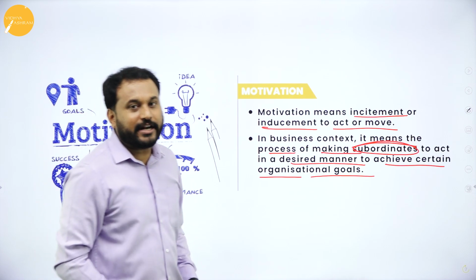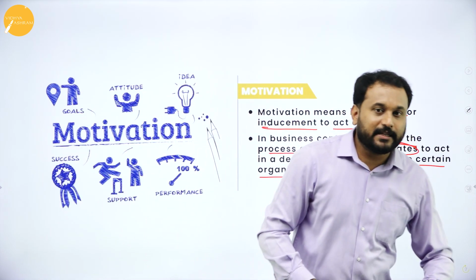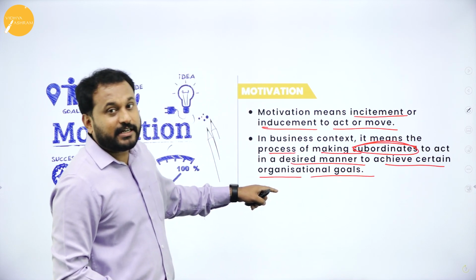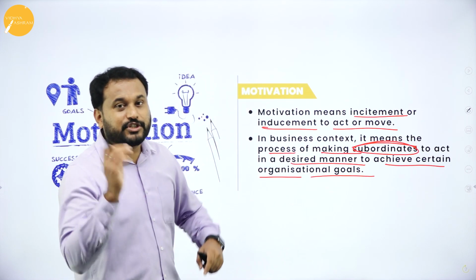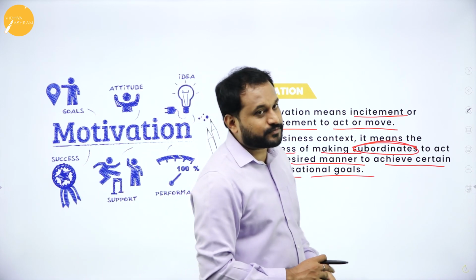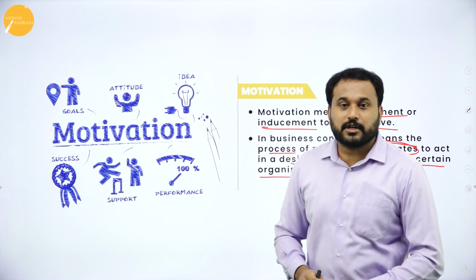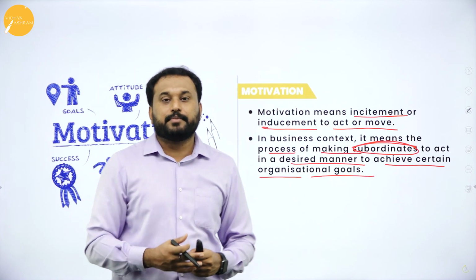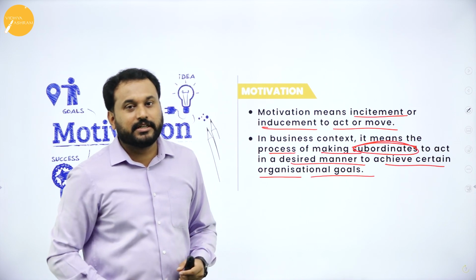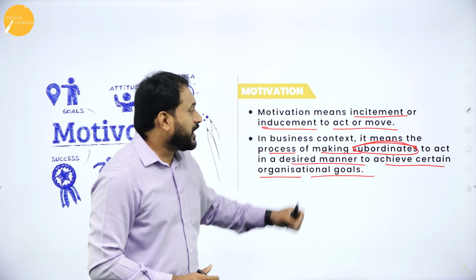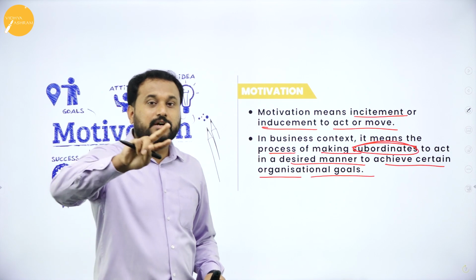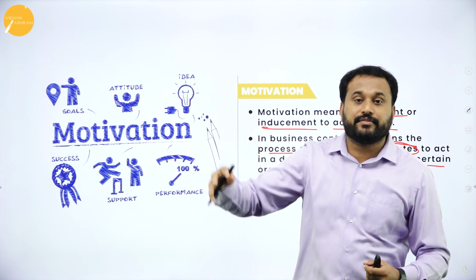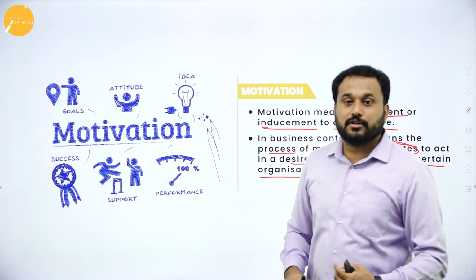Why are subordinates motivated by the top level or the middle level? Because they need to get the work done. That means there is a goal which should be achieved. That is why they go with motivation. They will pull or push the employees so that the employees get the work done better. There are two kinds of benefit here: the organizational benefit and the employee benefit.